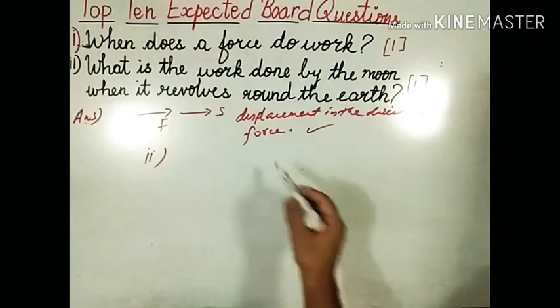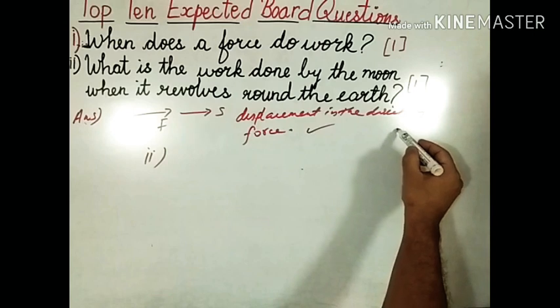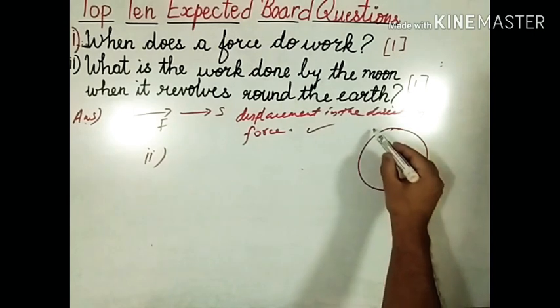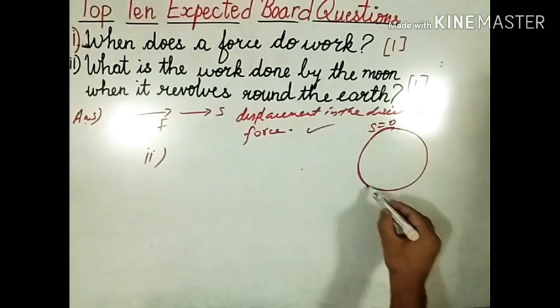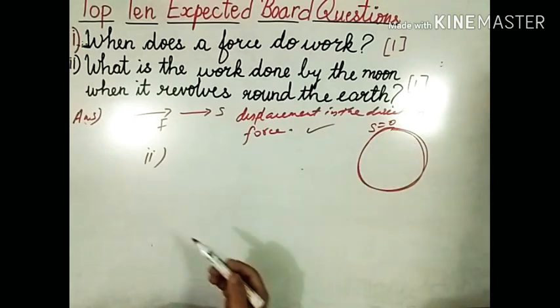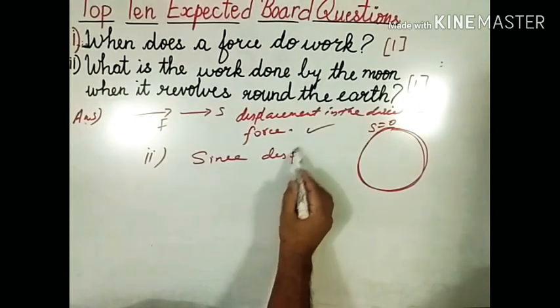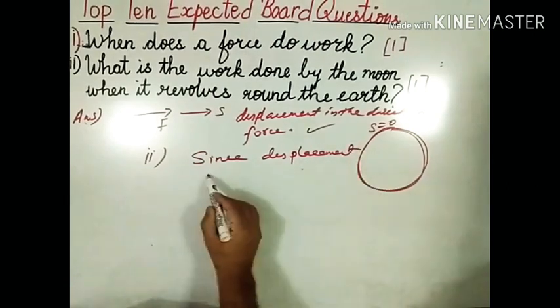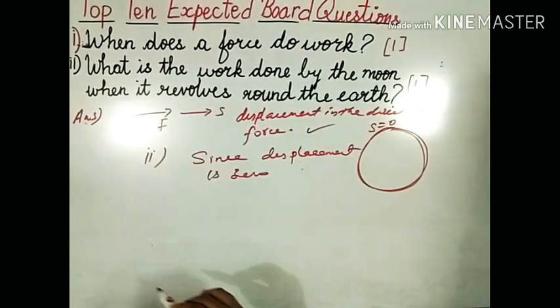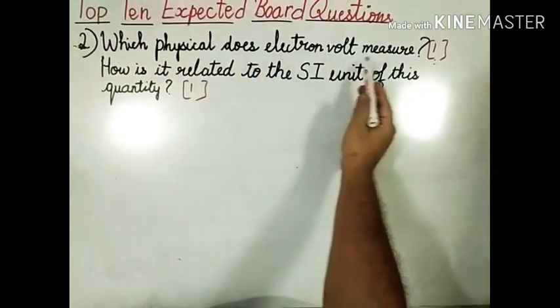So the moon is revolving round the earth in a circular path. In circular motion, after one complete revolution, the displacement is always 0. The body comes back to its initial position. So I can write the work done by the moon is 0 since the displacement during the complete revolution is 0. So the work done will be 0.